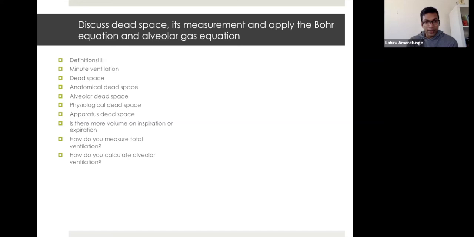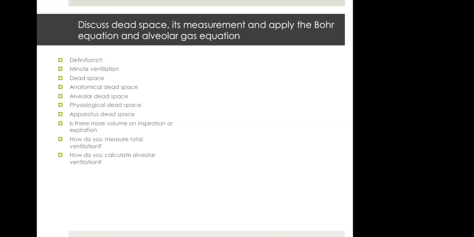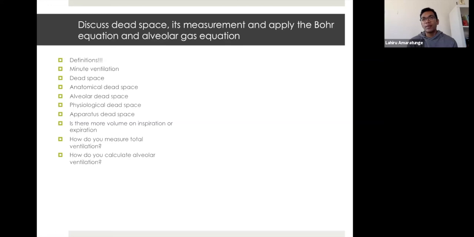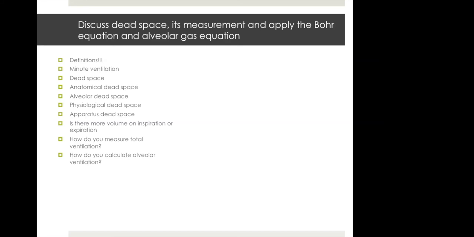Apparatus dead space. So that would be anything that they could be potentially attached to, like the ventilated dead space, or the tubing and things like that. And the thing with that, there's a specific part. For example, if you have a normal anaesthetic breathing circuit, what part of that is dead space and what part of it isn't? Imagine someone's got an ETT in. Is the endotracheal tube apparatus dead space?